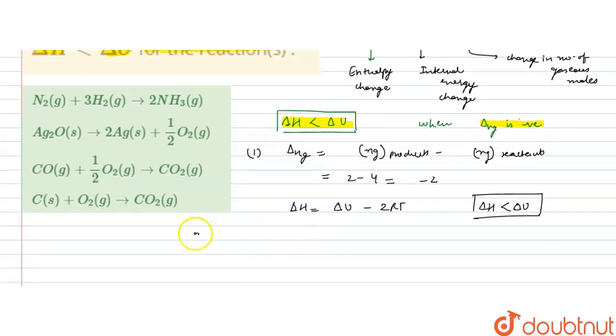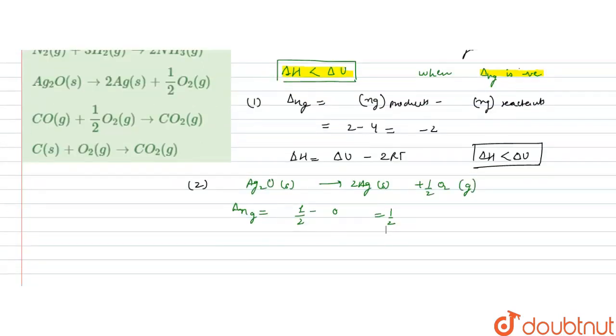In the second option, this is Ag2O solid forming 2 Ag solid and half O2 gaseous. Now in this reaction only gaseous moles are present in the product, so it will be half minus 0. So that is half. Now in this case delta Ng is positive, so delta H will be delta U plus half RT. It means for this case delta H will be greater than delta U.